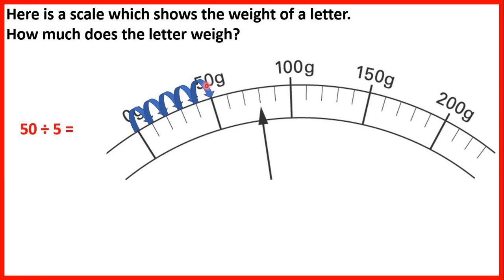So if we divide 50, because to get from 0 to 50, that's a difference of 50, and we divide that by 5 because we have 5 jumps, or 5 lines, that gives us 10, because 10 times 5 is 50. So that means each of these little lines represent an increase of 10. So we have 0, 10, 20, 30, 40, 50, then 60, 70, 80.